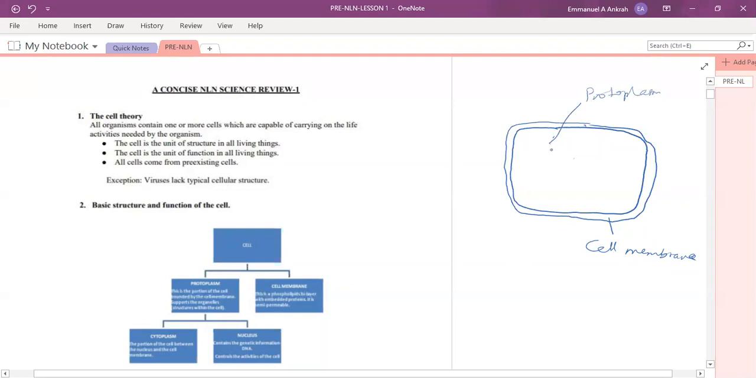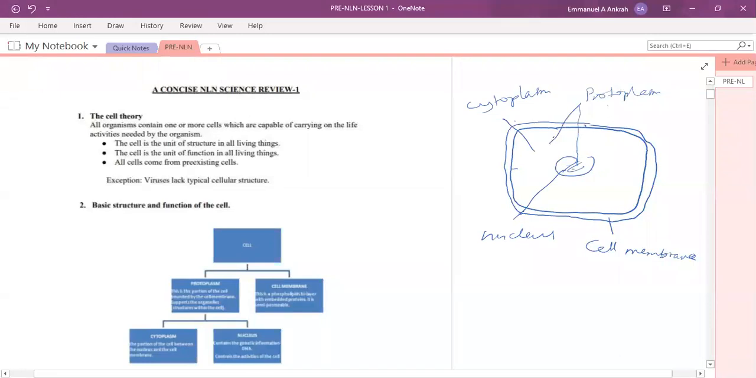So the protoplasm is made up of cytoplasm. If you have the nucleus here, this together with that forms the protoplasm, right? And then this is the cytoplasm. So if we take out the nucleus, we have the cytoplasm. So the cytoplasm and the nucleus, which is this, form the protoplasm. That's what we have here.